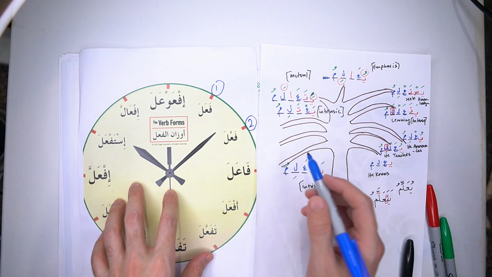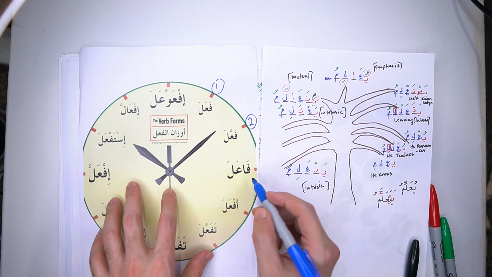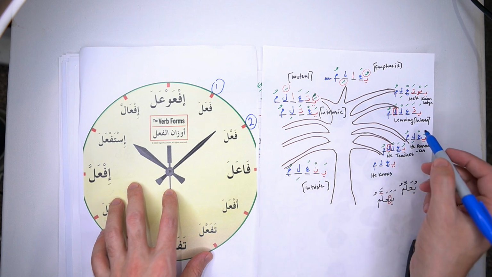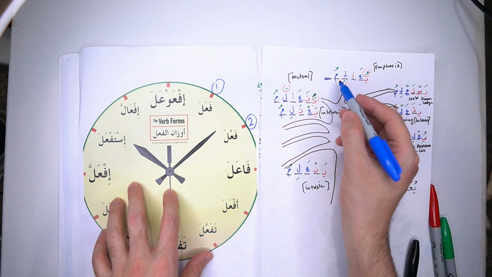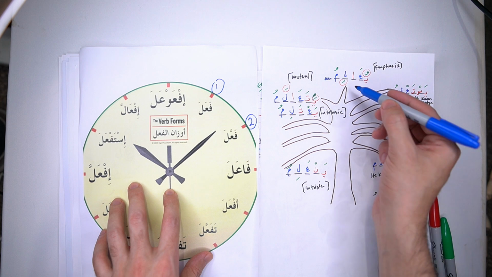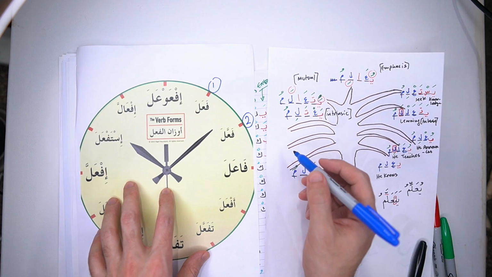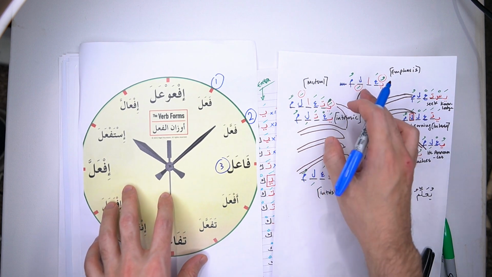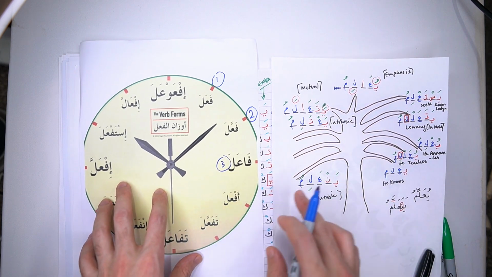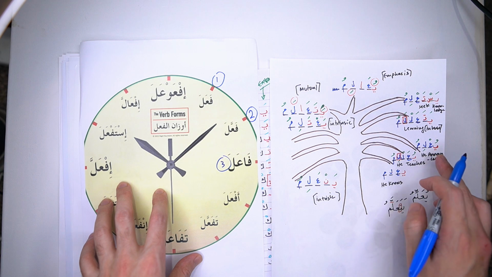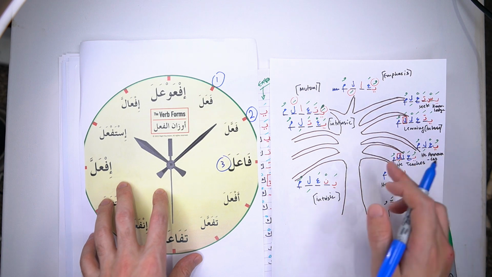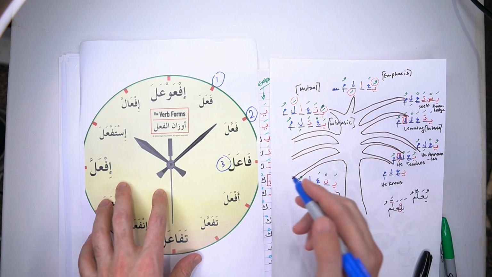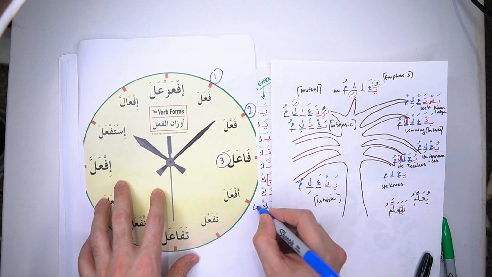And then you've got number 3, the third one, which is fa'ala. Right, so fa'ala yufa'ilu, this one over here. We're just going to put a 3 over there. All right, so it's that one. Then you got af'alu, which is yu'limu, the third one here. Yeah, this is number 4.